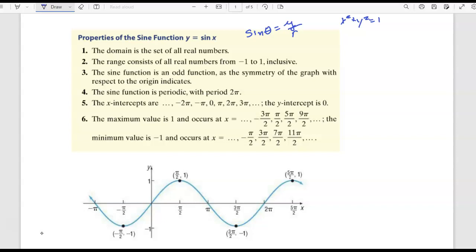We talked about the sine being an odd function here. So it has symmetry with respect to the origin. And we talked about how often it repeats itself, which is called the period. And we said the period was 2 pi. We can also find x-intercepts. Remember, an x-intercept happens when the y value is 0.